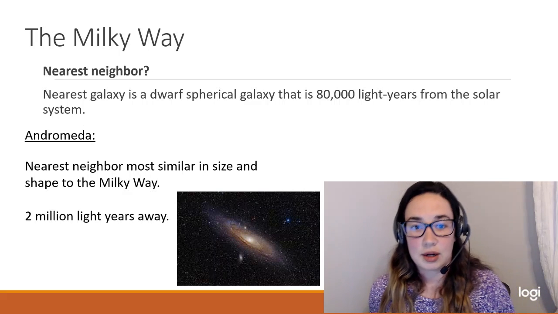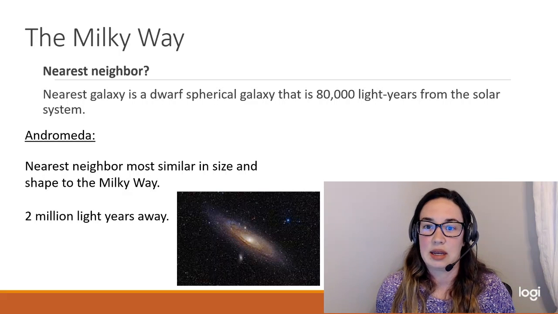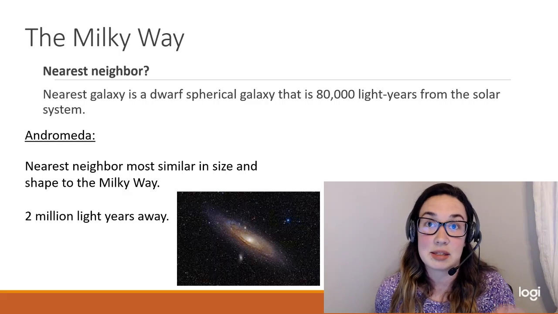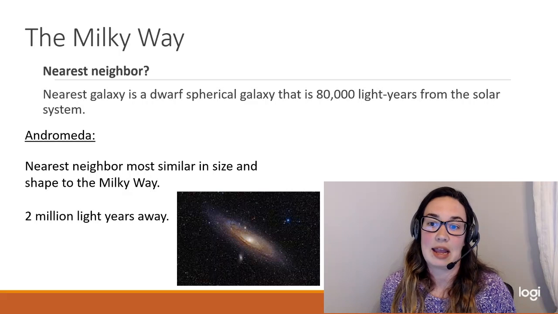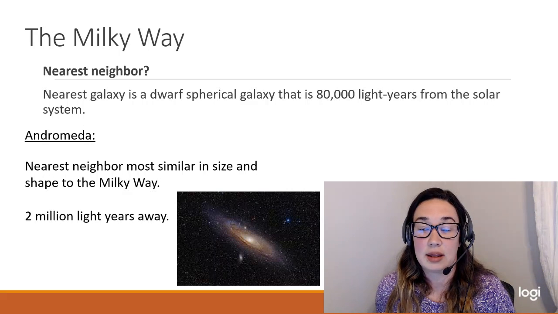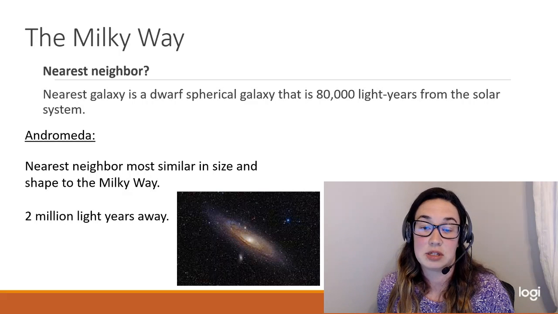Well, our nearest galaxy is a dwarf galaxy that is approximately 80,000 light years away from the solar system. So it's the closest one that we have, but it is a very small spherical galaxy.